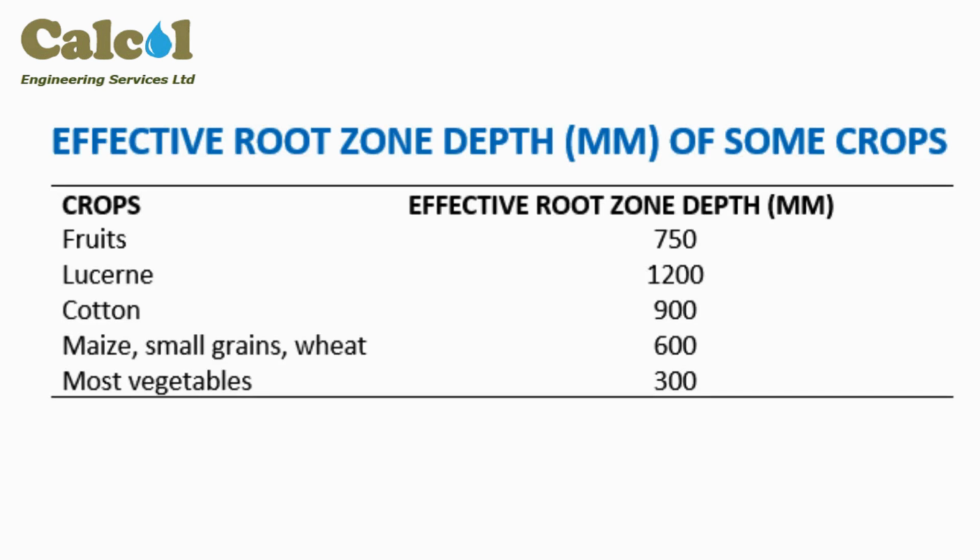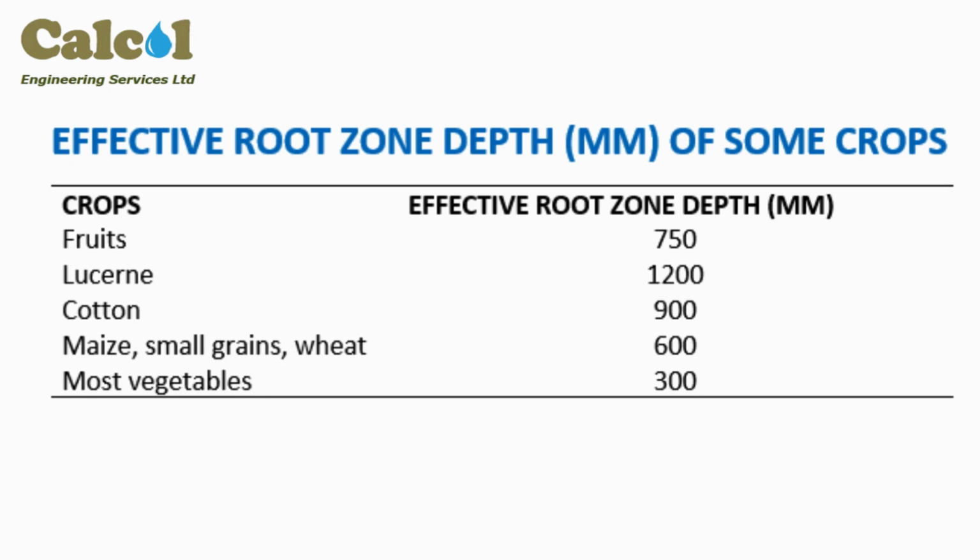So how do you determine available water? Number one, you will need to first of all determine the effective root depth of the crops, because crops come with different root zone depths. Some crops have deeper roots, some crops have shallow roots. So you will first need to determine the effective root zone depth of your crop.